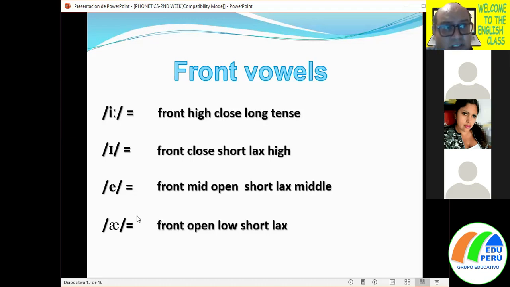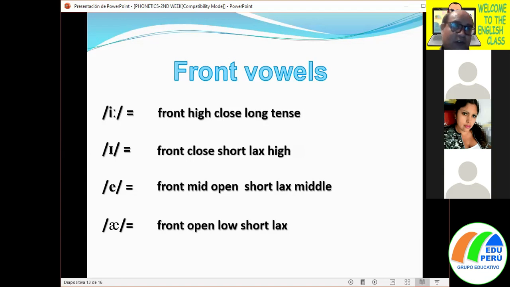The other one is front, open, low, short, lax. Here you have again these characteristics. Front, the part of the tongue. Open, the position of the lips. Low, the position of the tongue. Short, the length of the sound. Lax, the tenseness of muscles. Notice the five characteristics again. So we are giving these definitions for each vowel sound, how we are going to produce them, talking about the position of the lips, the position of the tongue, the part of the tongue, the length of the sound, and finally, the tenseness of muscles.